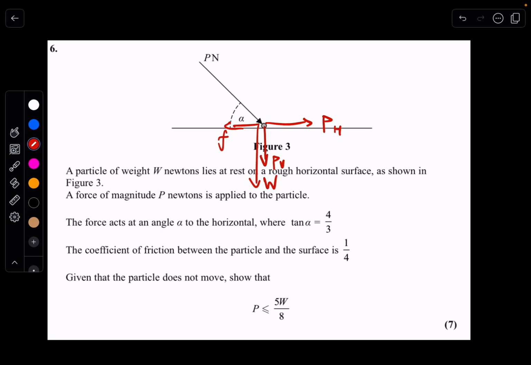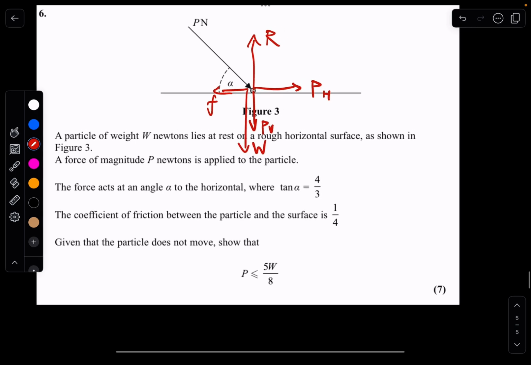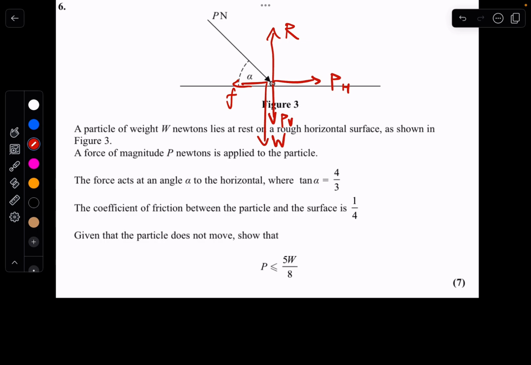And finally, we know that since this ball is not moving, then that means there must be an upwards reaction force, R, and that is right, acting up. And if there wasn't a reaction force, the ball would be dropping down, right?